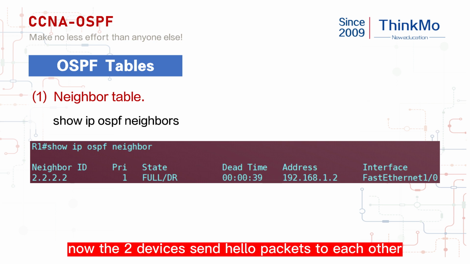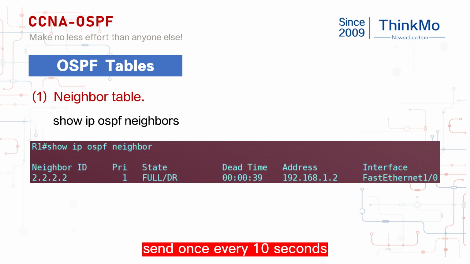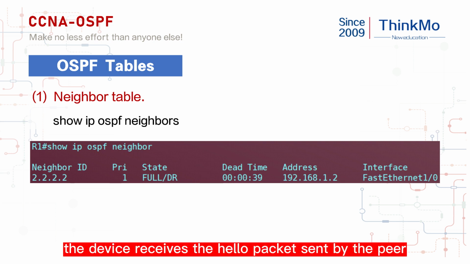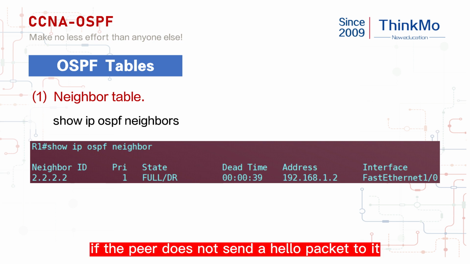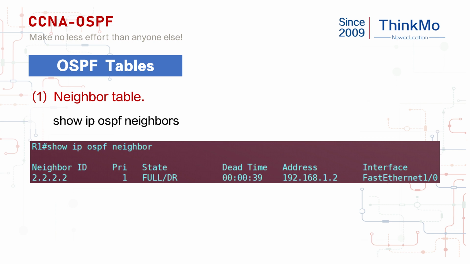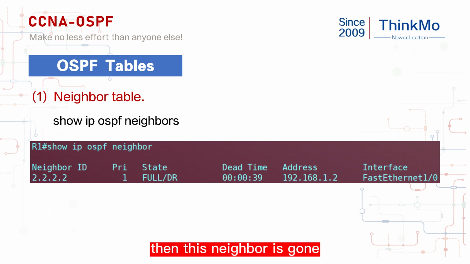Now the two devices send hello packets to each other, once every 10 seconds. As long as the device receives the hello packet sent by the peer, it will reset this to 40. Then it starts counting down until it reads 0. If the peer does not send a hello packet to it, then this neighbor is gone.